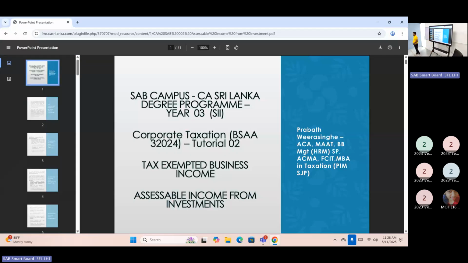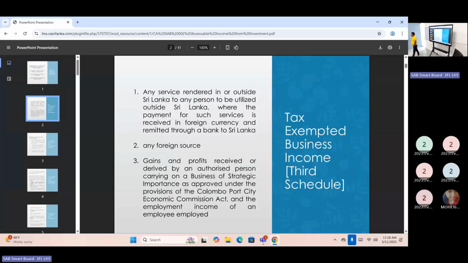Then we will discuss taxable income from investments. Before that, I have summarized here tax exempted business income. Right now, these incomes are exempted from tax, even though they come under business income. As per the third schedule, all the exemptions are discussed under the third schedule of the Income Tax Act. It says these incomes are exempted from tax.